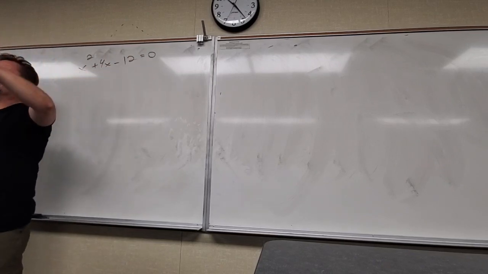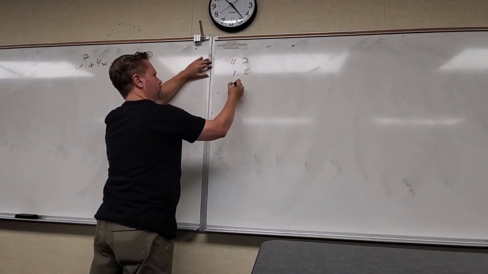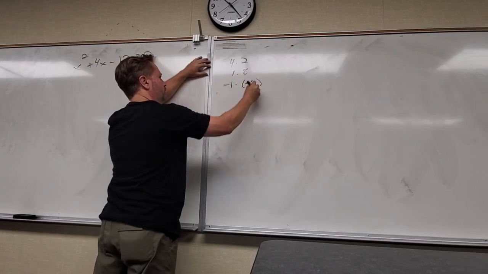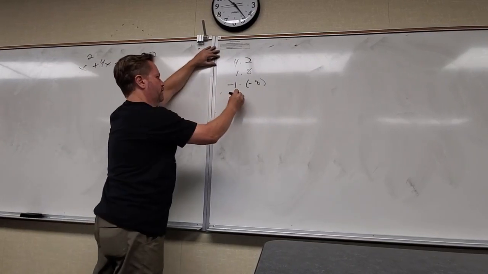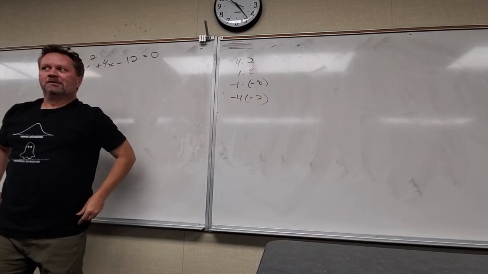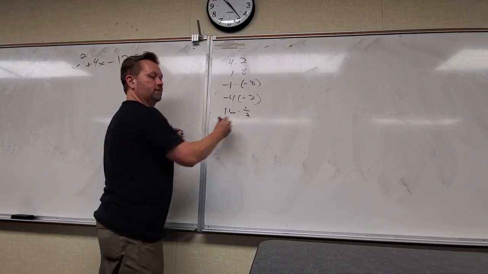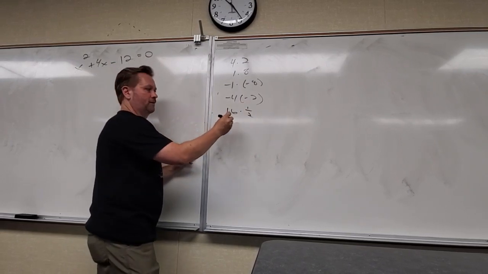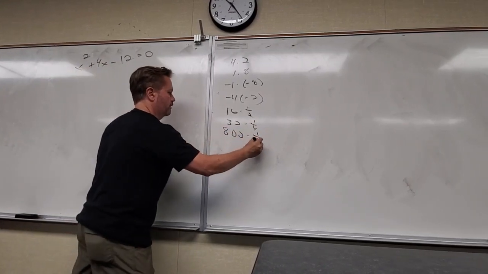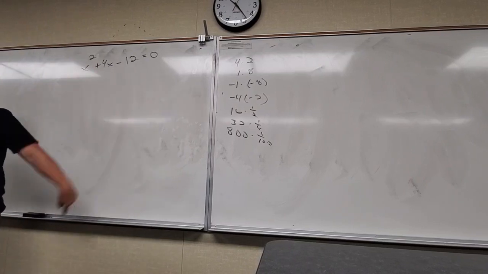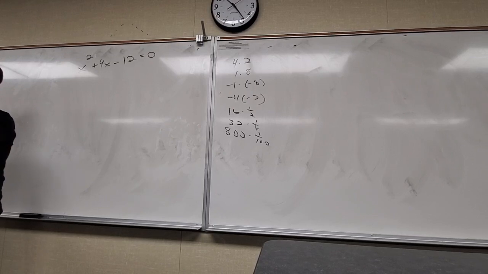Give me two numbers that multiply to be 8. 1 times 8. 4 times 2. Negative 1 times negative 8. Negative 4 times negative 2. I said number, I didn't say whole number. 16 times a half. 32 times a quarter. 800 times 1/100th. Isn't that 8? How long could it keep going? Forever. Now, give me two numbers that multiply to be 0.